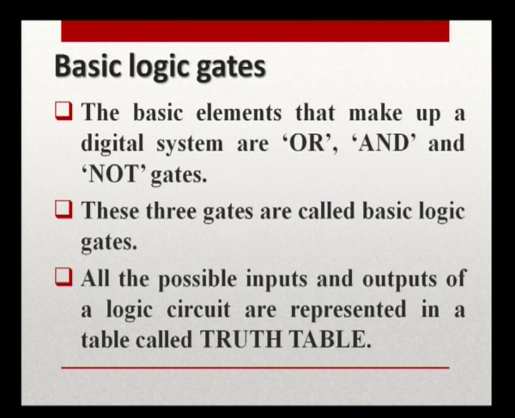All the possible inputs and outputs of a logic circuit are represented in a table called truth table. So, the truth table would contain the possible combinations of the inputs and also the output of that particular gate. So, that is called the truth table. When we have a look at the truth table, we actually get the output of the gate for whatever combination of input that we decide to give. It will have the numbers zeros and ones in combinations.